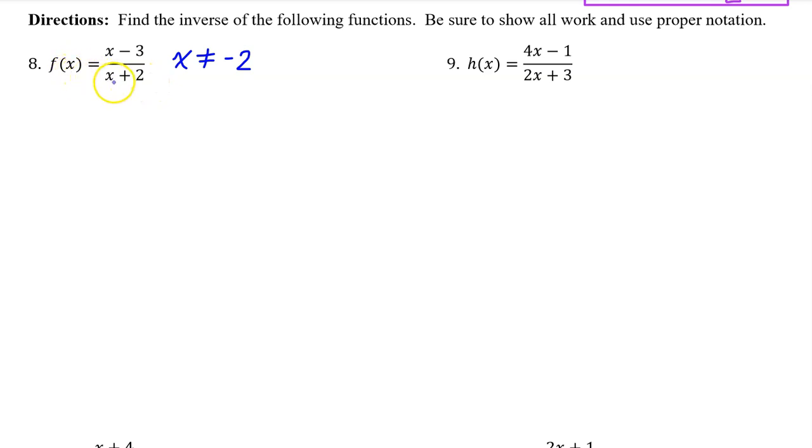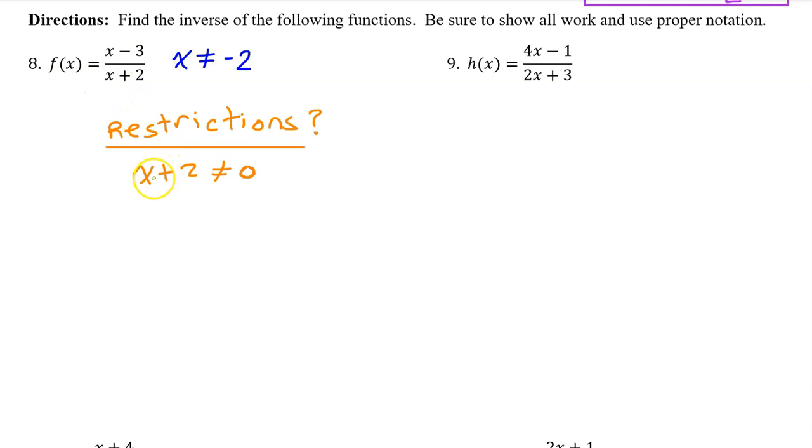For f of x, x cannot equal negative 2, because if x was negative 2, we would have negative 2 plus 2, which would give us 0 in the denominator. Dividing by 0 is undefined. If you are ever unclear of the restrictions, start by setting the denominator not equal to 0 and solving for x.